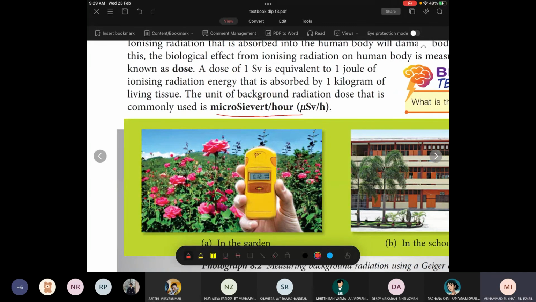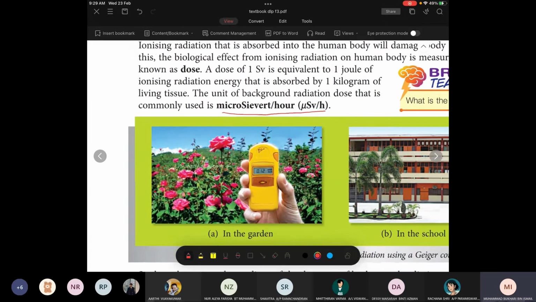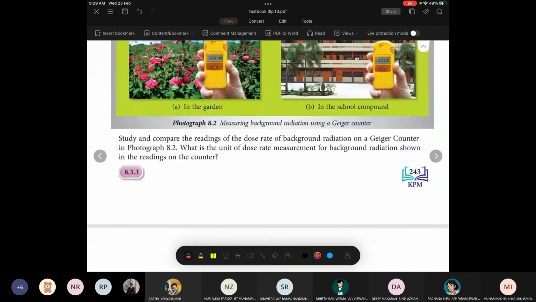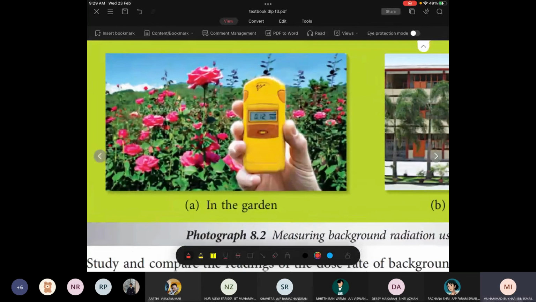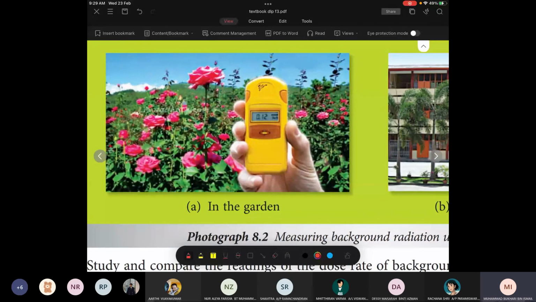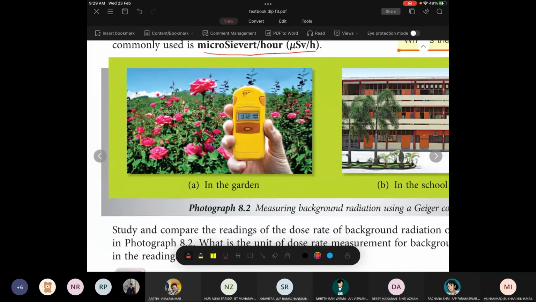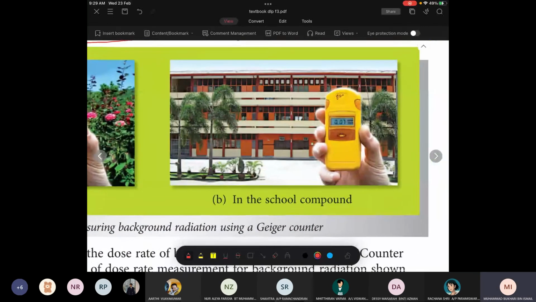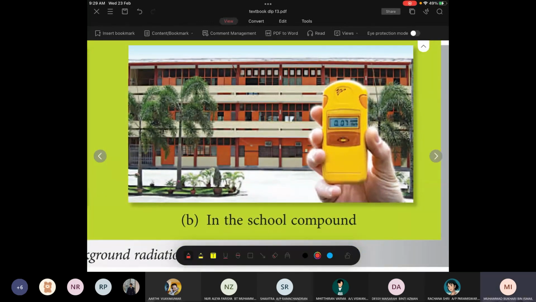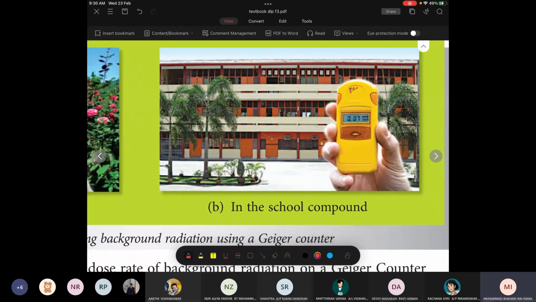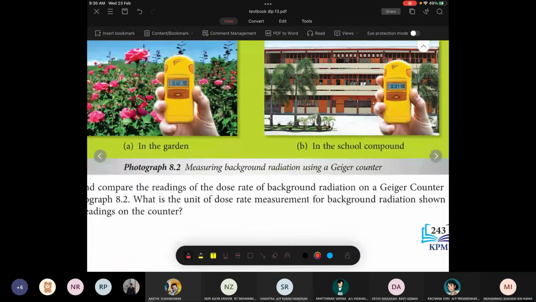However, this is only information for you. You don't have to worry about this. Before that, let us see. So this is the reading in the garden, which is 0.12, and this is 0.07 in a school compound. So school is a safe place for you because the amount of radiation is very low.